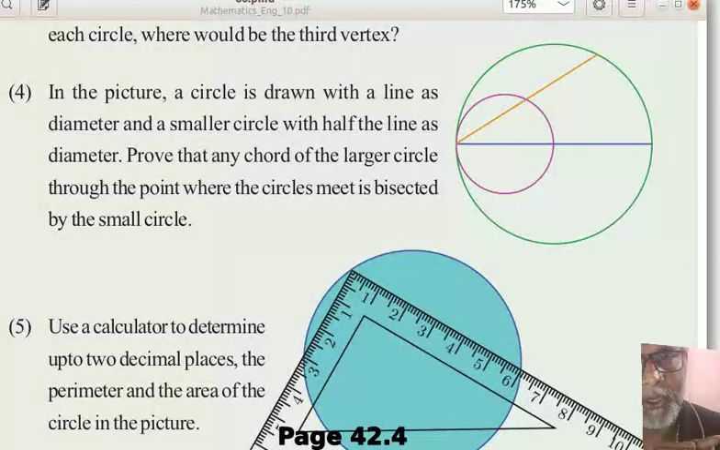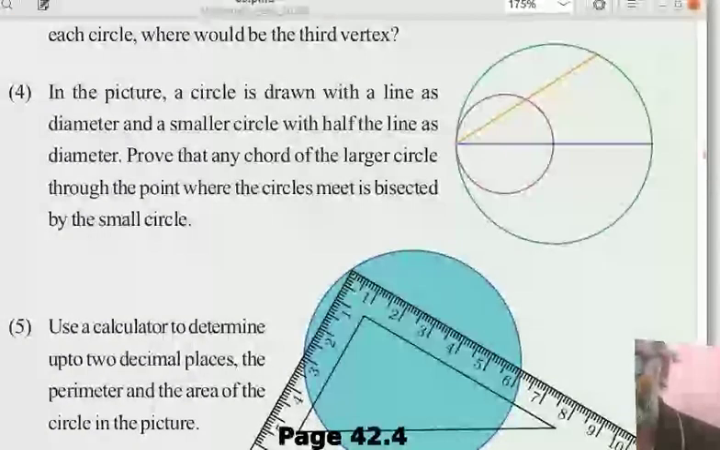if we draw a chord through that point, we have to prove that the small circle will bisect each of those chords. We have to prove that. Okay, let us move to the GeoGebra application. The computer has a problem.